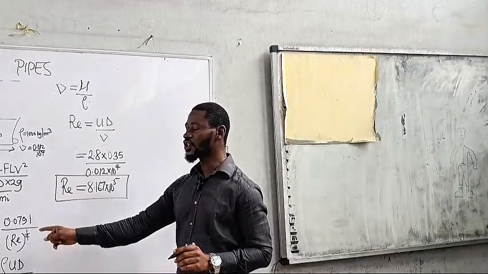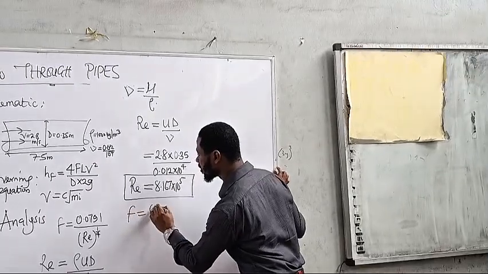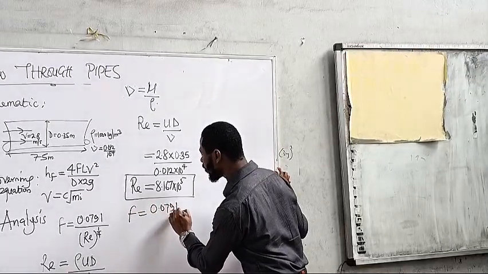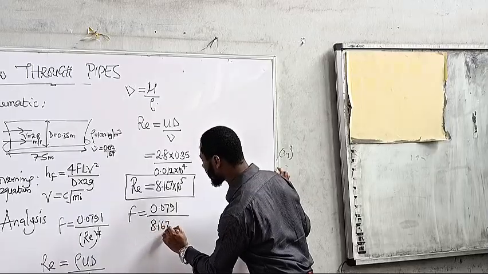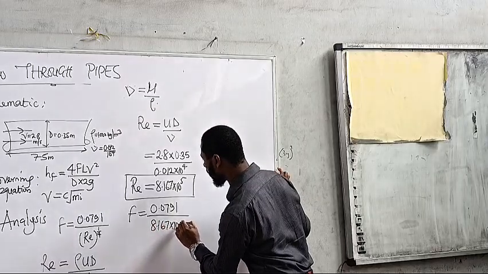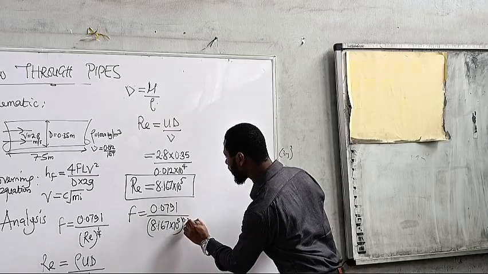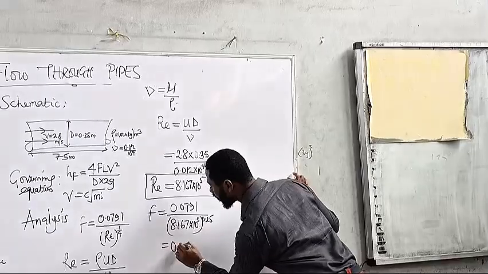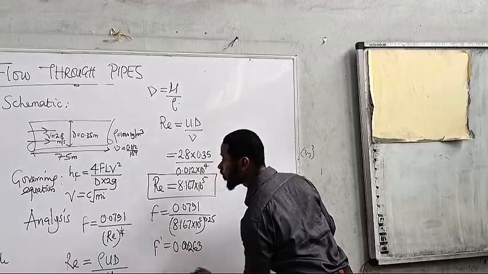So we go back to the friction factor. We can determine F now. F now becomes 0.0791 divided by 8.167 times 10 raised to the power of 5, all raised to the power of 0.25. That gives 0.00263. That's the friction factor.